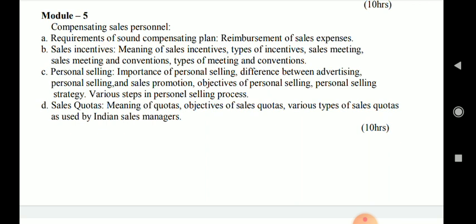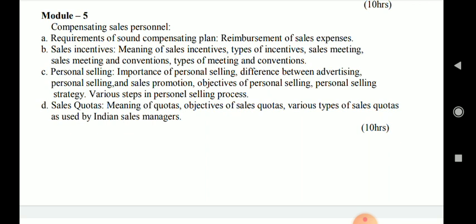Personal selling, you have covered this in some of your previous classes. So what is personal selling, and we are going to see the difference between personal selling and advertising. Why personal selling is important, where it is used, objectives of personal selling strategy, and various steps in the personal selling process. So the entire 7 steps are there. All these things we will see under 5C.